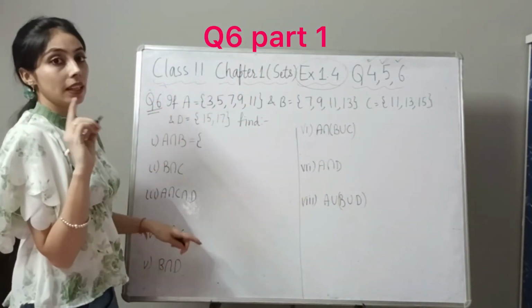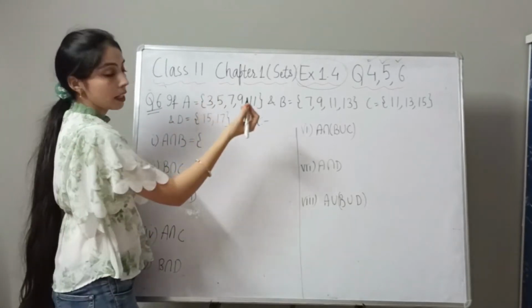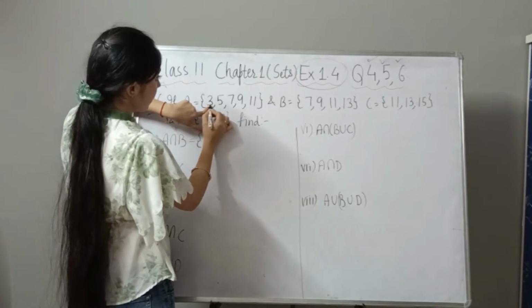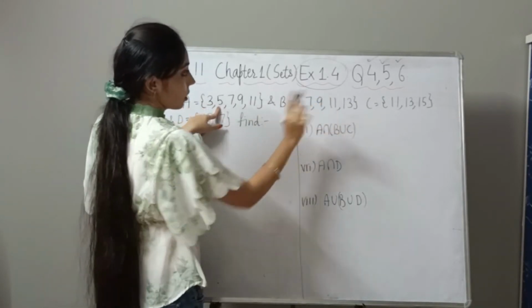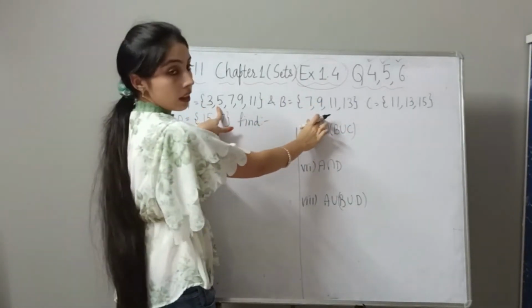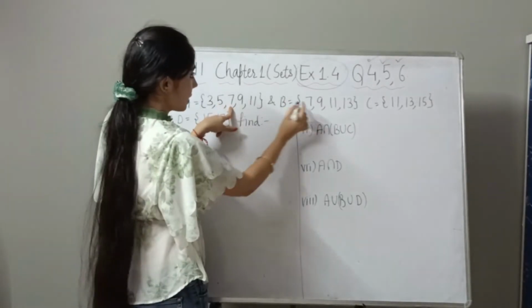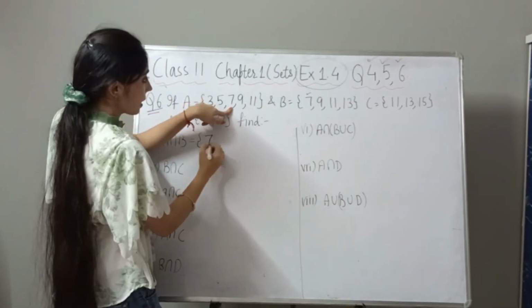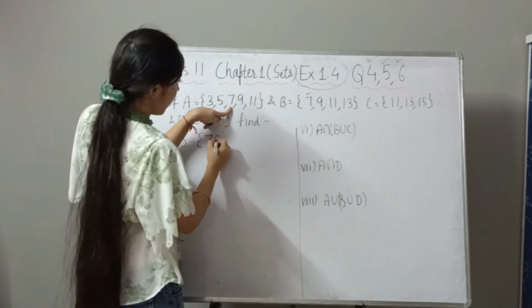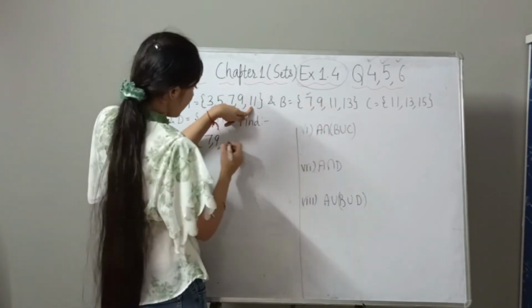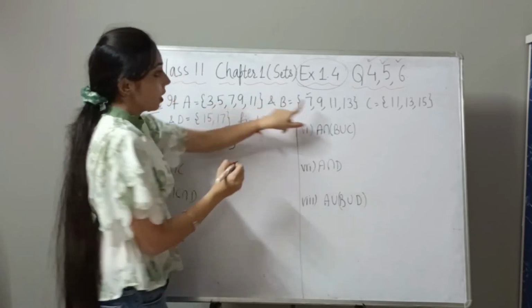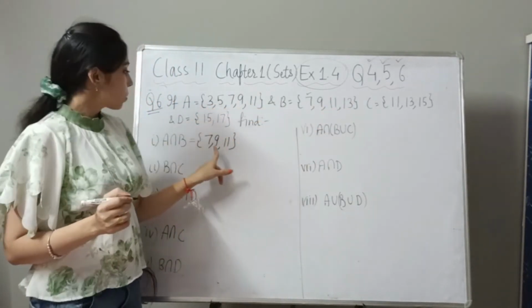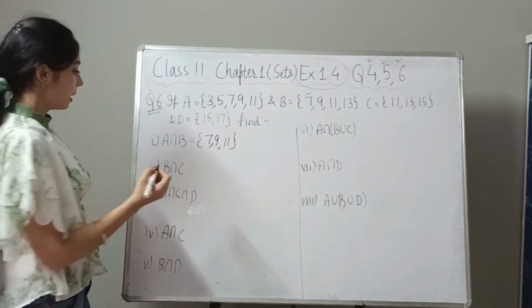Okay, we know that in the intersection we have those elements which are common in A and B. Okay, let's check here. 3 is here, 5 is here, but 3 and 5 are not present in B. Okay, but 7 is in both the sets. So in A intersection B, 7 will be included and 9 will also be included and 11 will also be included. What about 13? 13 is in B but not in A. So this will not be in the intersection.